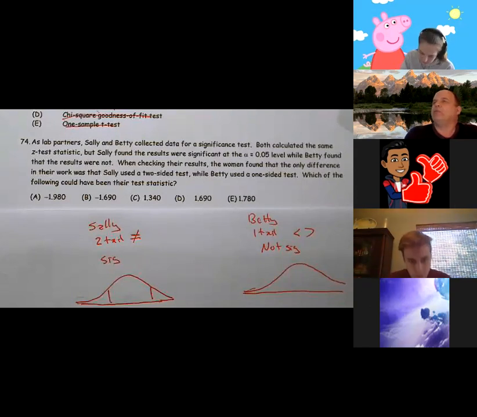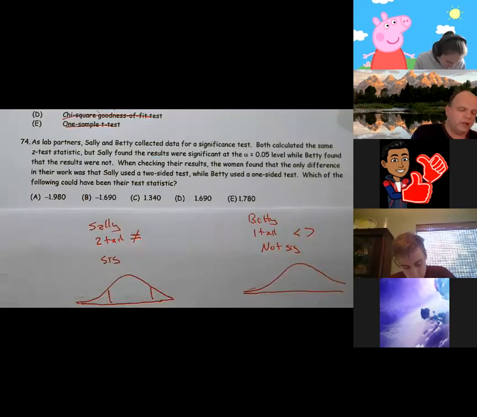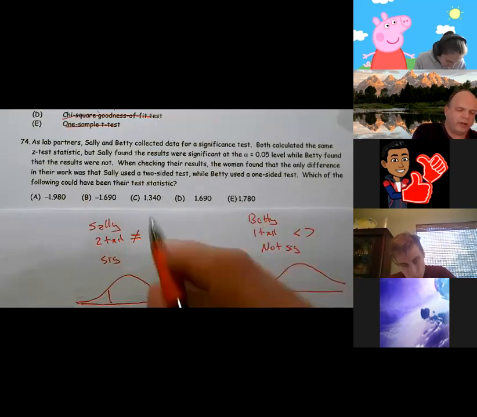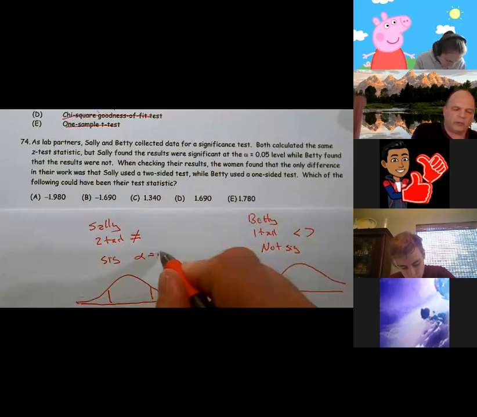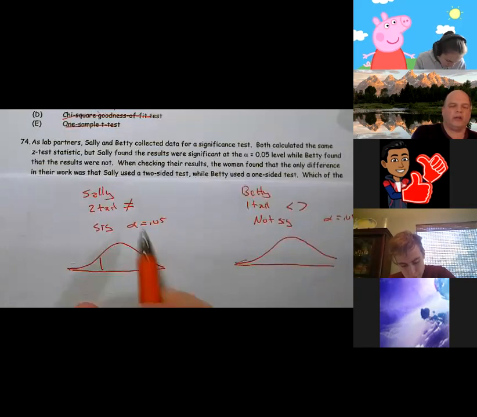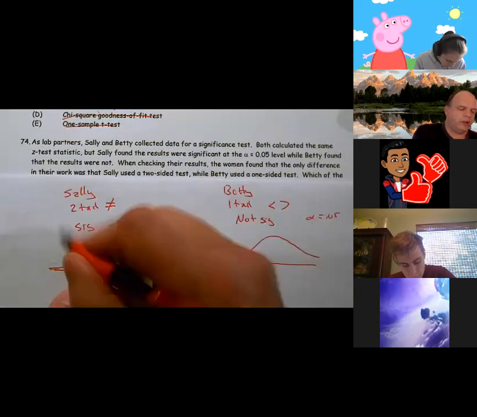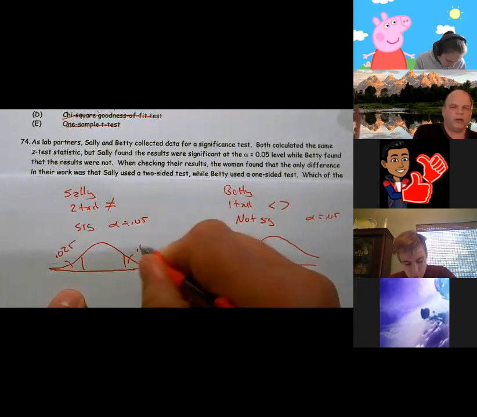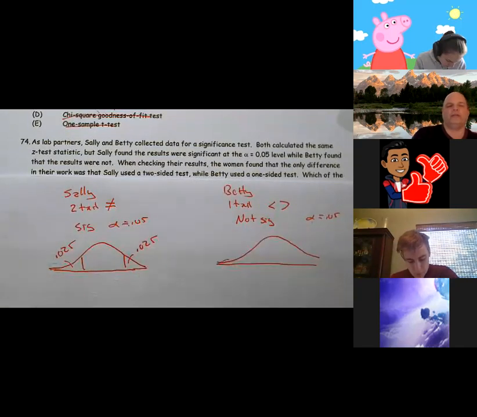Let me pause for one moment while I check something out on my own. All right, so in this case alpha is 0.05, and alpha in this case is also 0.05. Remember, alpha is the area in the tails. So the area in this tail is 0.025, and the area in this tail is also 0.025, because it's the sum of the areas.